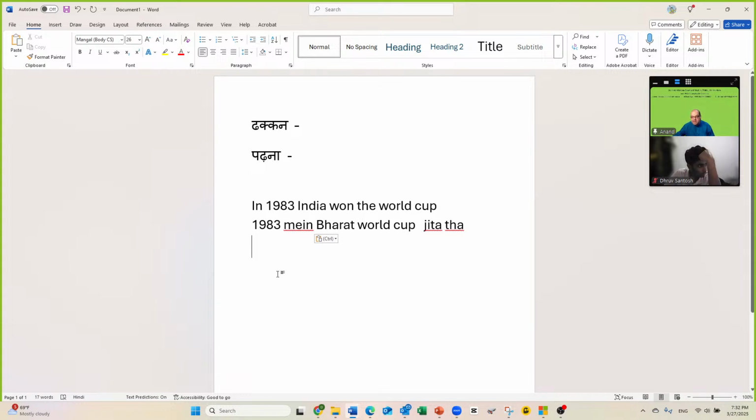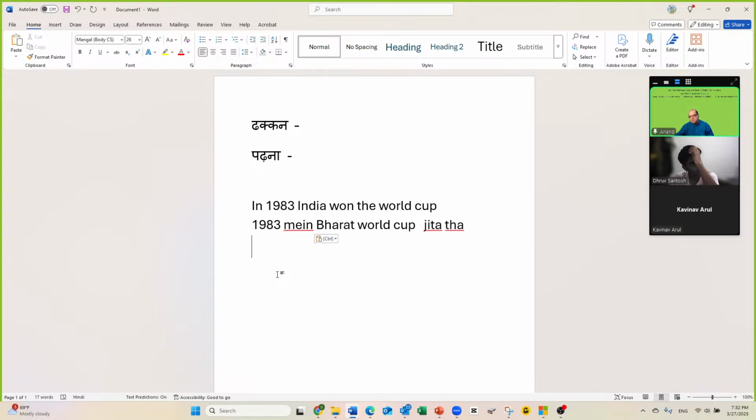So read the sentence for me. Actually, repeat with me. 1983 में भारत वर्ल्ड कप, Bharat World Cup, जीता था. Jeet, Jita tha. Very good.